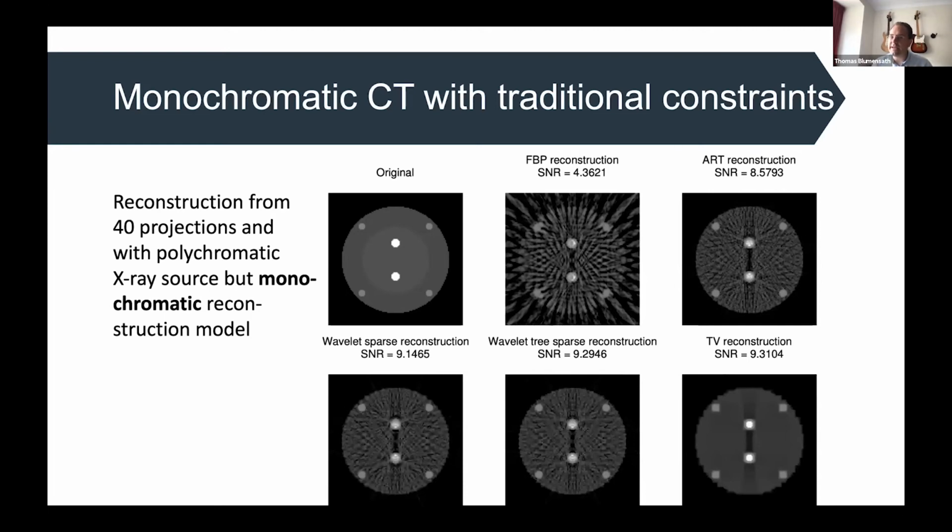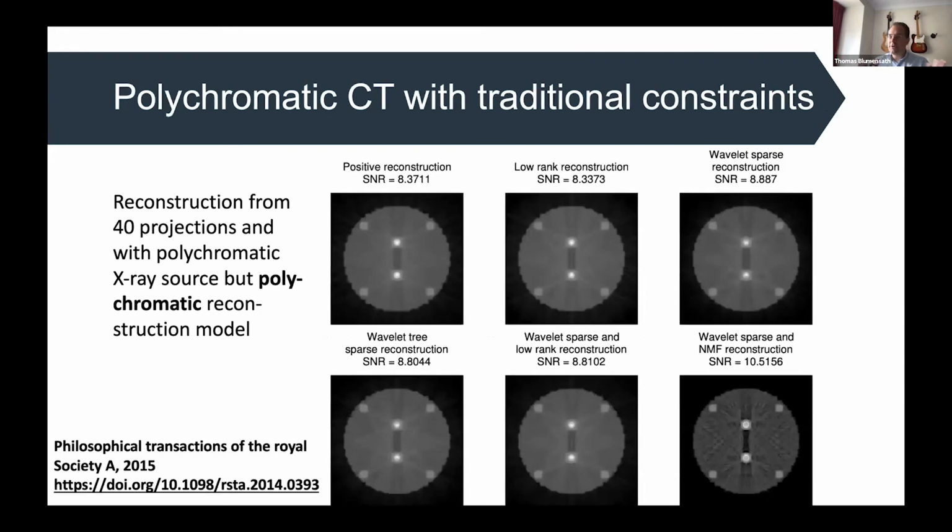And you see you get improvements, and the best signal to noise ratio we get here is 9.3 with total variation reconstruction. That's a well-known, good method. However, we know the model is wrong. It's not a linear model, there's this non-linearity.